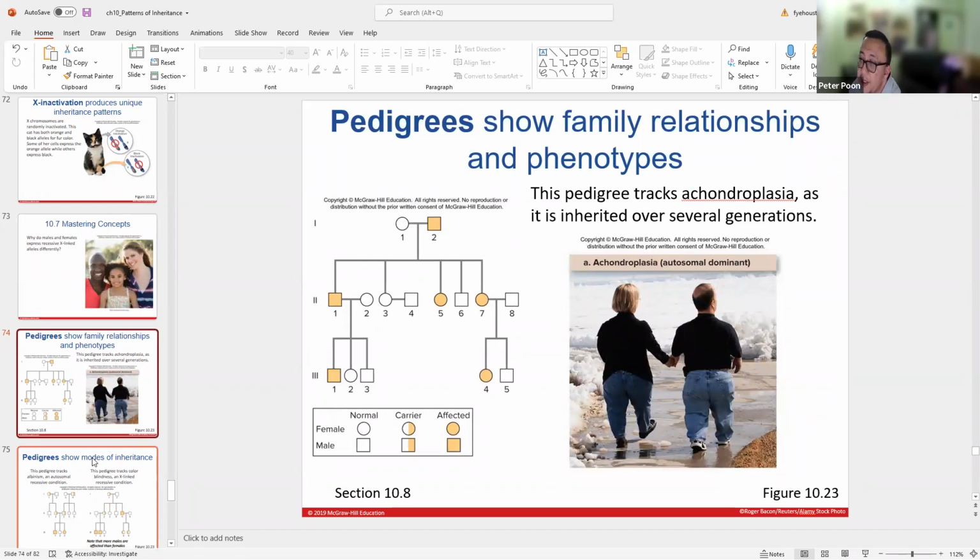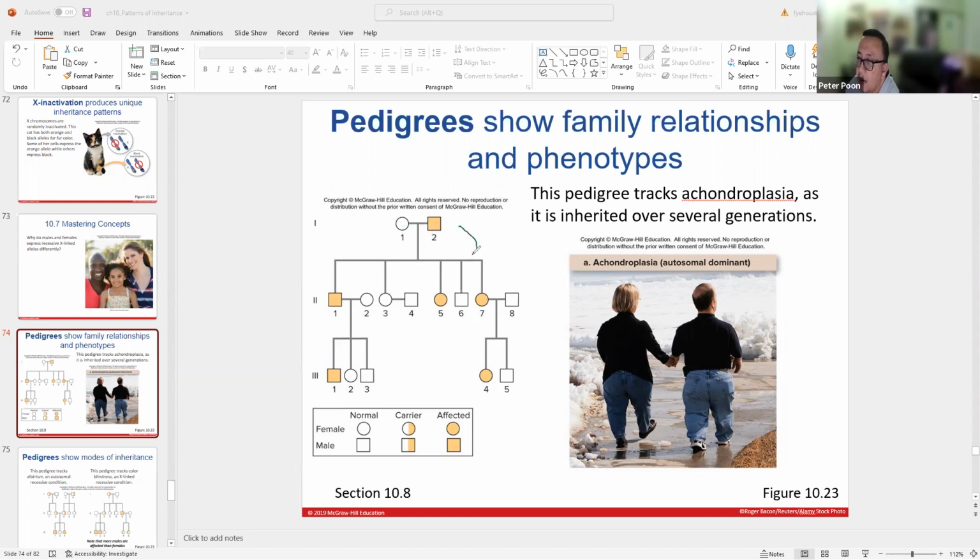Last thing I want you guys to understand in this chapter is how to read a pedigree. So a pedigree is pretty simple. A square is always male. A circle is always female. A line usually means marriage, or it used to mean marriage. But in reality, it means having sex and producing offspring.